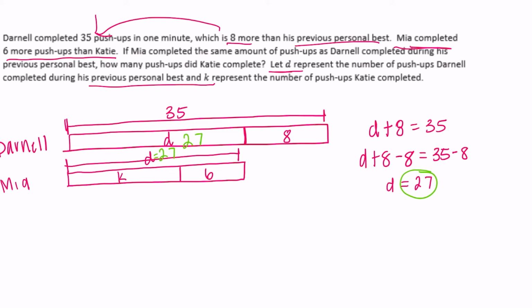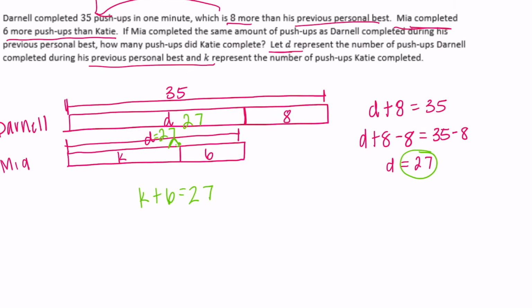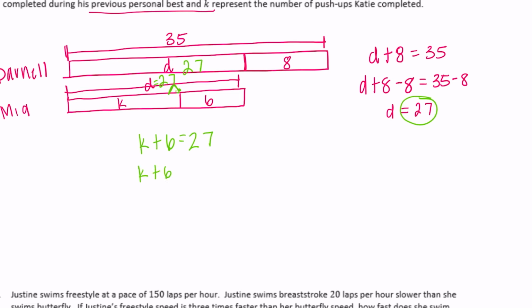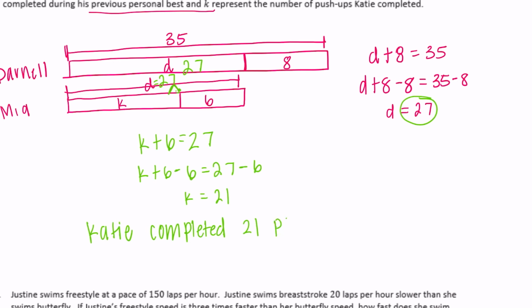So we know Mia had 27 push-ups, which is great, but it doesn't ask us how many push-ups Mia had. But we need that to get to our answer. So K plus 6 is equal to 27. To get rid of the 6, we do K plus 6 minus 6 is equal to 27 minus 6. So K is equal to 27 minus 6, which is 21, which means Katie completed 21 push-ups.